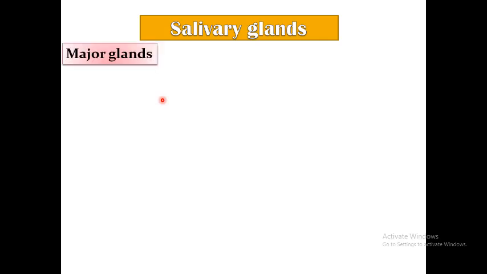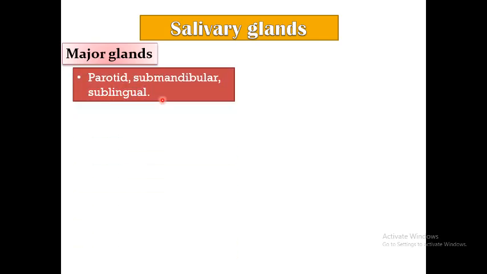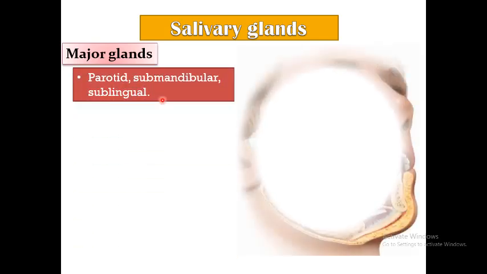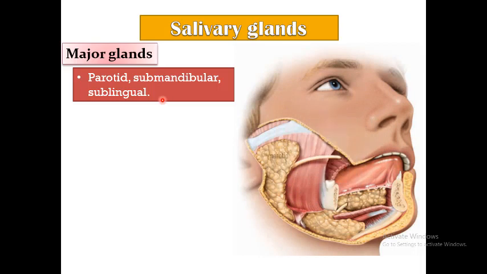Salivary glands are glands with ducts, I mean exocrine glands, which are concerned with secretion of saliva into the oral cavity. The salivary glands are divided into major glands, like the parotid, submandibular, and sublingual. Look at this. These are the major glands. This is the parotid gland. This is the submandibular gland, and this is the sublingual gland. They are called major salivary glands. They are in pairs. We have a pair of parotid glands, a pair of submandibular glands, and a pair of sublingual glands.